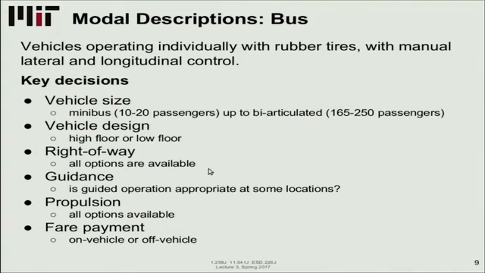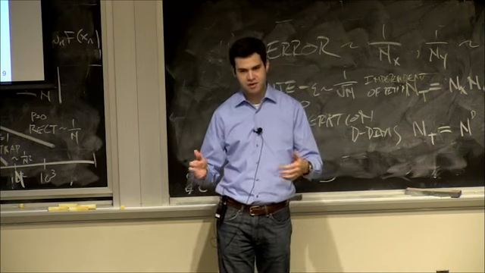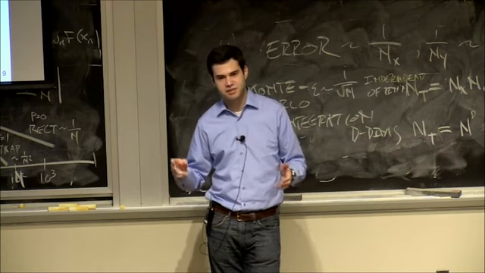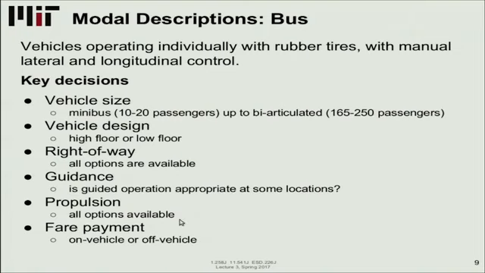Okay, right of way. So all options are available. You could be on the street sharing your lane with cars, or you could have a dedicated bus lane with no signals and preferential treatment if you have some signals. So everything goes. In terms of guidance, often it is manual, but sometimes you have systems to automatically guide the bus. And we'll see 2 examples of that later in this lecture. Propulsion, all options are available. You have electric, you have diesel, you have hybrid, everything.